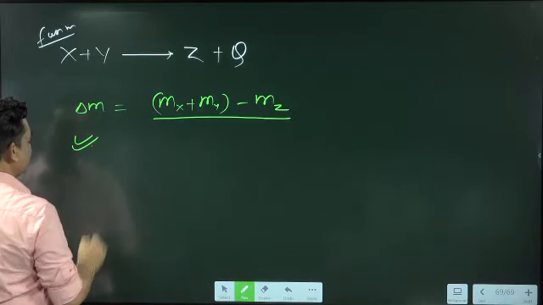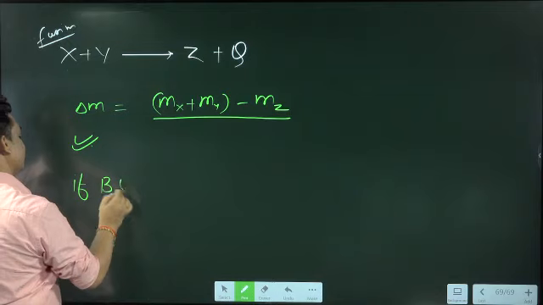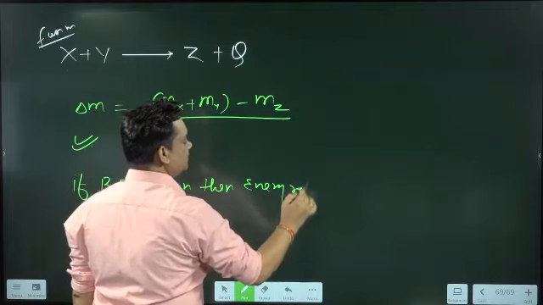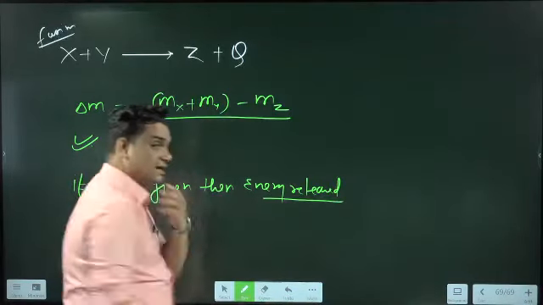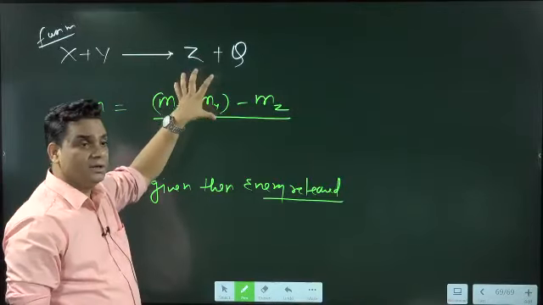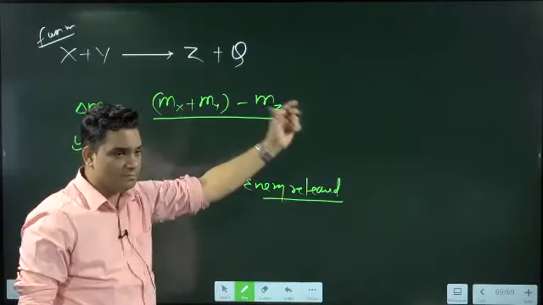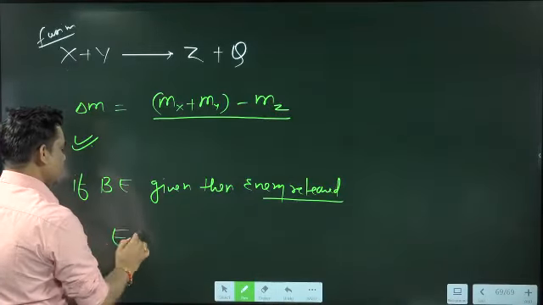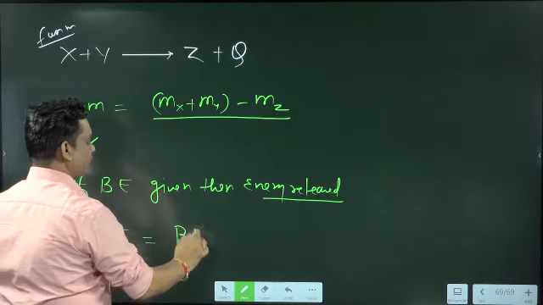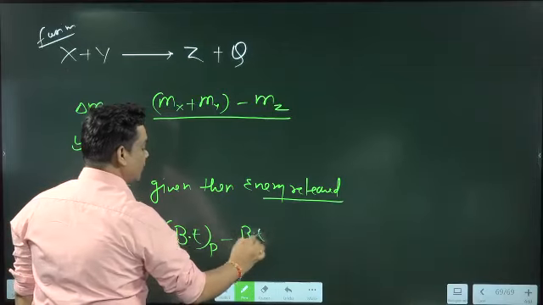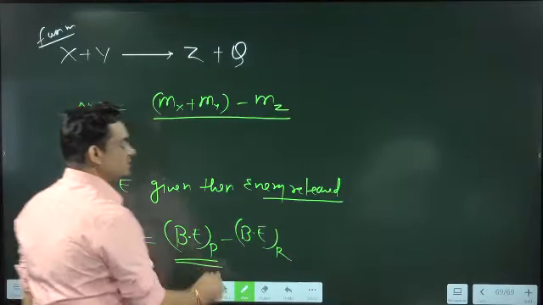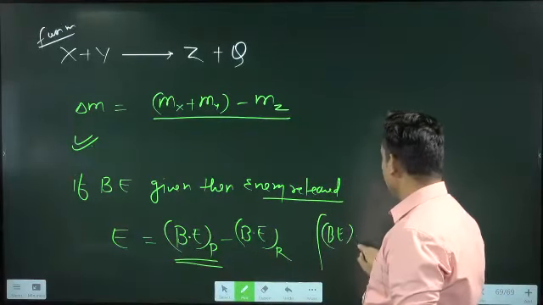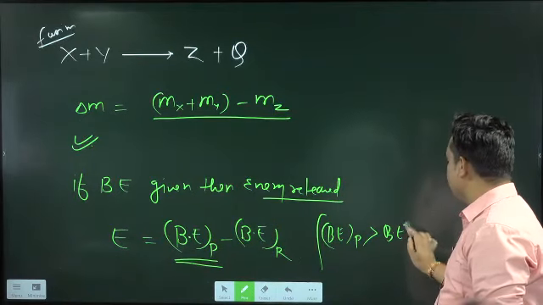Suppose they are giving the binding energy. If binding energy is given, then for energy released, either they will give the mass. Whenever they give the mass, energy released will be the mass of reactant minus mass of product, which is the mass defect. And if binding energy is given, then energy released will be binding energy of product minus binding energy of reactant. Why are we doing this? Because binding energy of product will be more than binding energy of reactant.